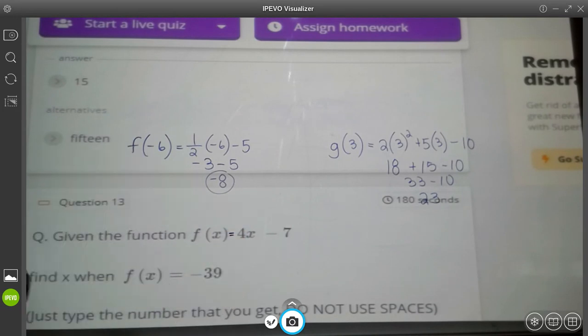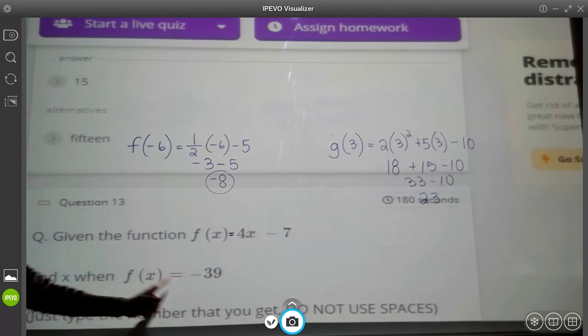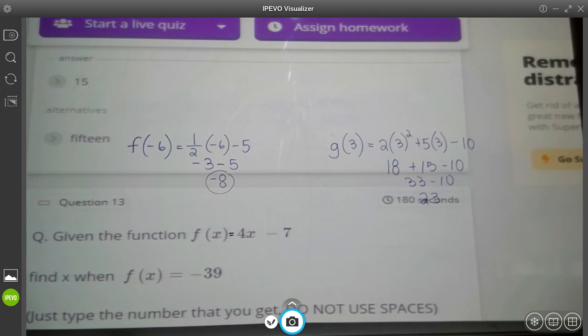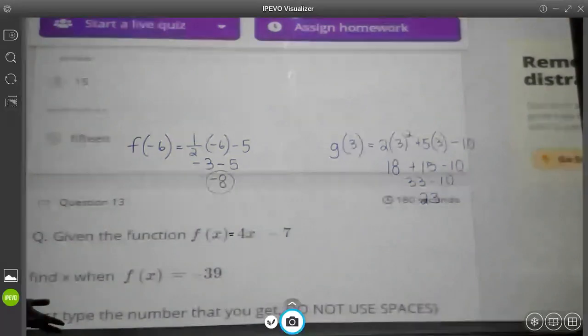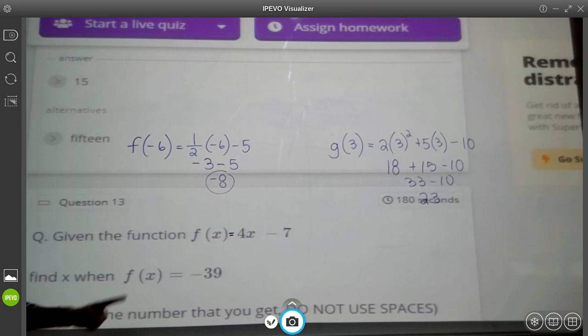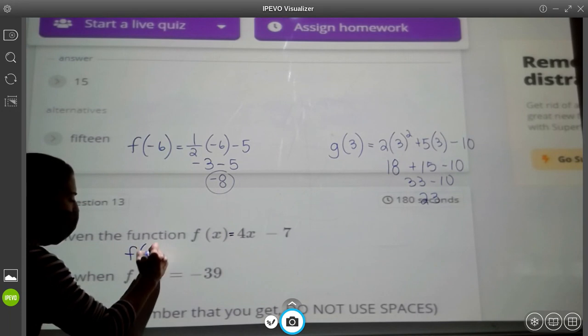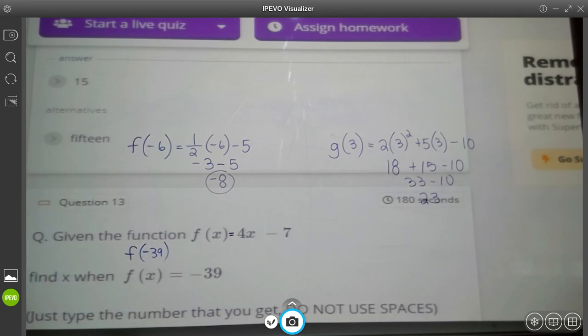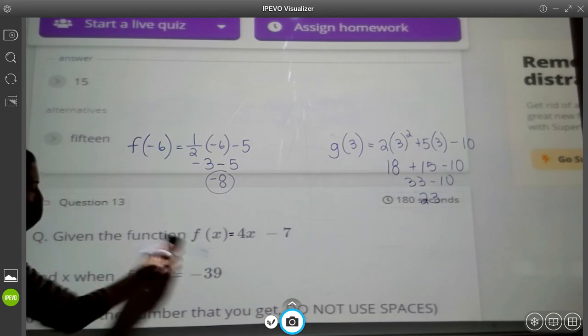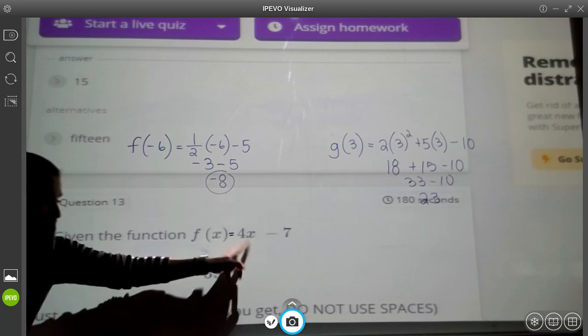But you guys have to be better than that. That's not how you are given an input. If they wanted you to plug negative 39 in, they would have said find f of negative 39. But they didn't. They want you to find out who went in to make this function spit out negative 39. So we don't want to plug it in, we want to set the function equal to it. So when is 4x minus 7 going to equal negative 39? Who goes in to make that come out?